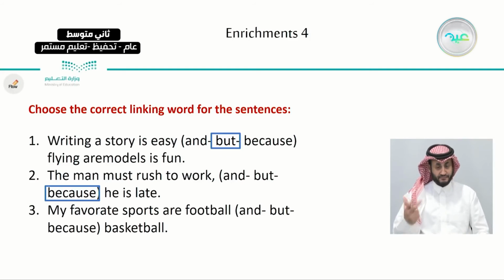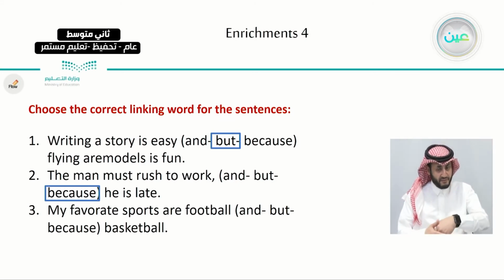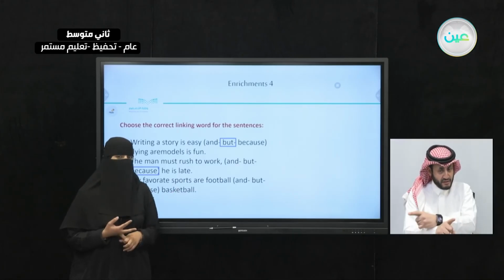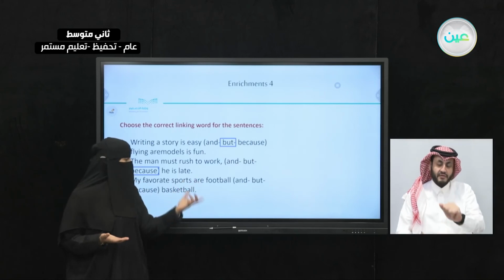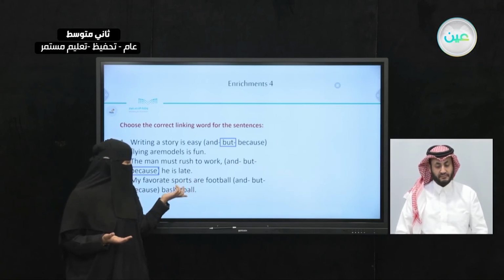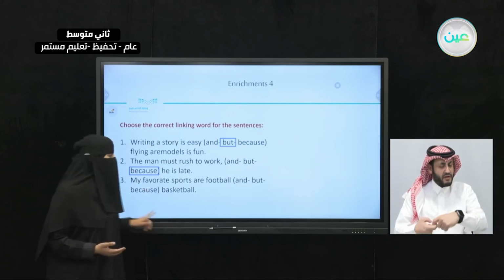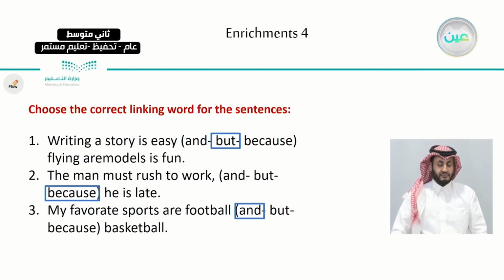Now, how about the next one? My favorite sports are football and, but, or because basketball. Let's take a look at the words football, basketball. Are they contrasting? Is basketball a reason for football? No. So these are similar ideas or similar words. That's why we are using the word and. My favorite sports are football and basketball.